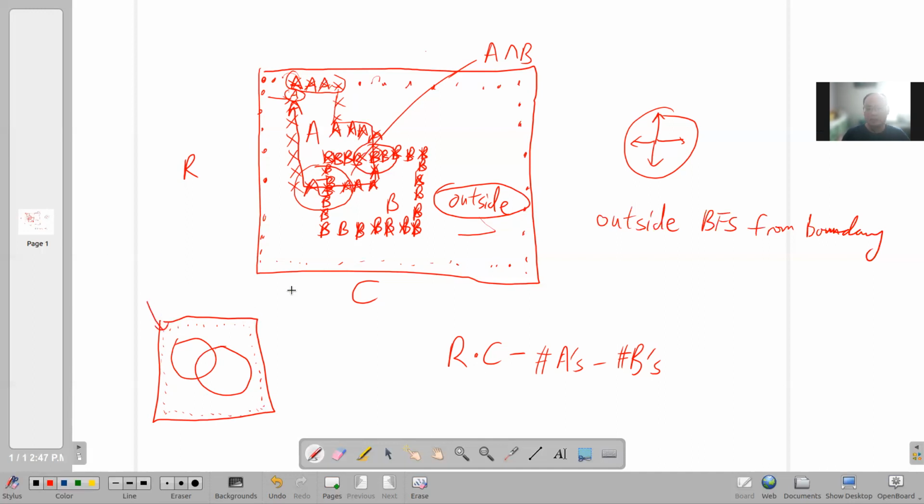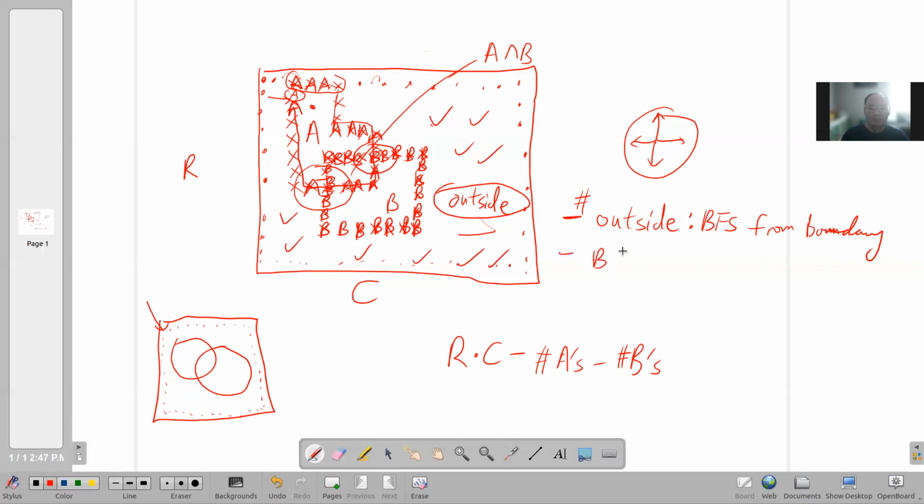All right, either way, the important thing is you can get the number of things outside by BFS from the boundary. Okay, so now that you have marked all the outside, so we'll just mark it for something. Now you look for something that hasn't been marked yet, and then you do a BFS from that.